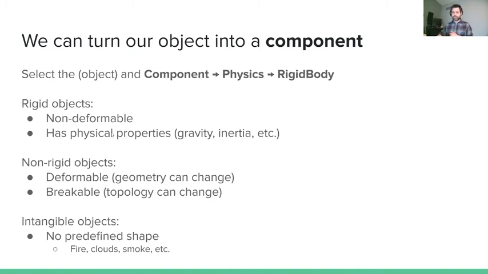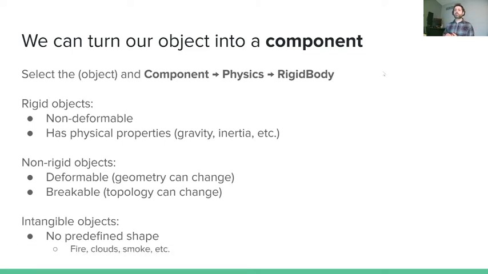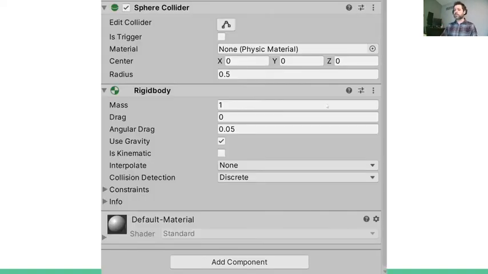Non-rigid objects, so if I don't make it a rigid body, I make it something that is not rigid. Basically, the geometry and topology can change, so you might define a non-rigid building where it can break apart, or something that's bendy, for instance. And then we also have intangible objects too. So these are going to be objects which don't really have a shape. So kind of like a particle system, some kind of a gas or a smoke or fire or something like that. So a rigid body is going to be very useful for you to make objects more real, basically.